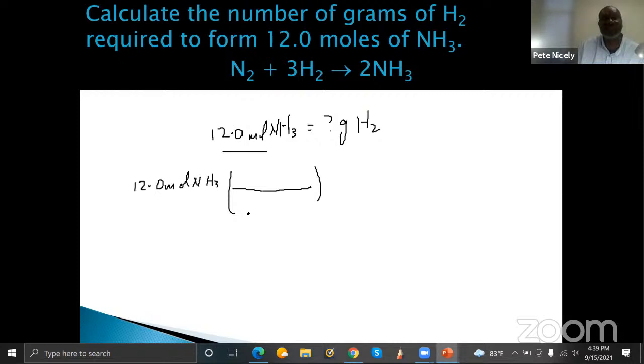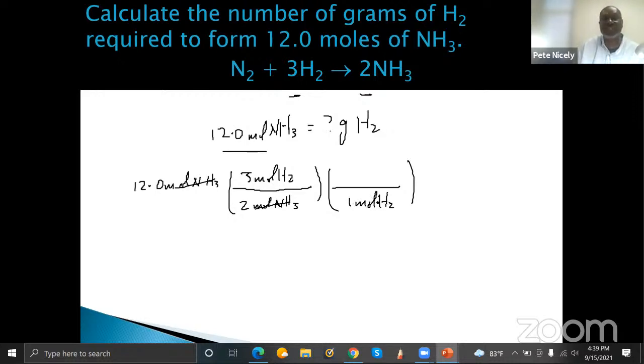So down here, I'm going to put, according to the equation, there are 2 moles of ammonia for every 3 moles of hydrogen. So I'm going to put 2 moles of NH3 down here as a denominator. And above as a numerator, I'm going to put 3 moles of H2. So that goes with that. And then the next step is where I would convert the moles of hydrogen to grams.